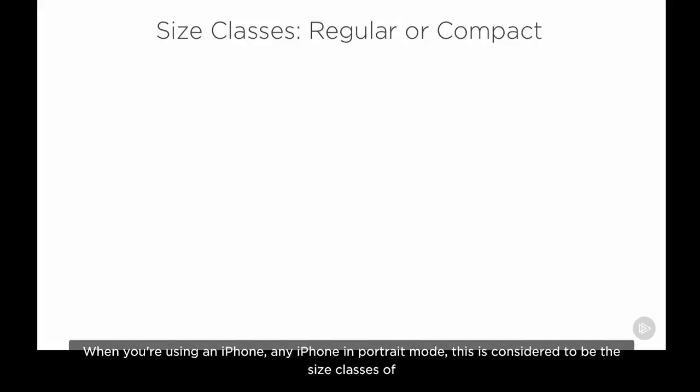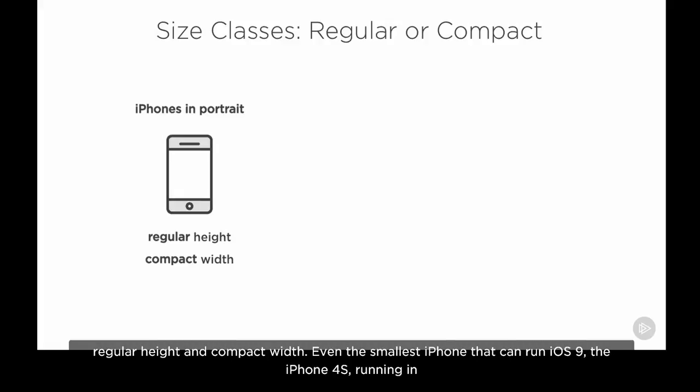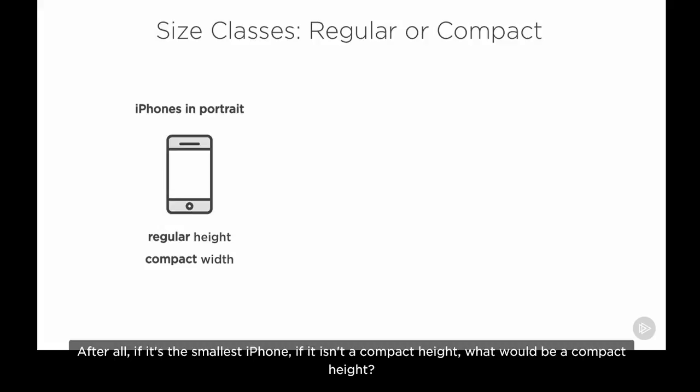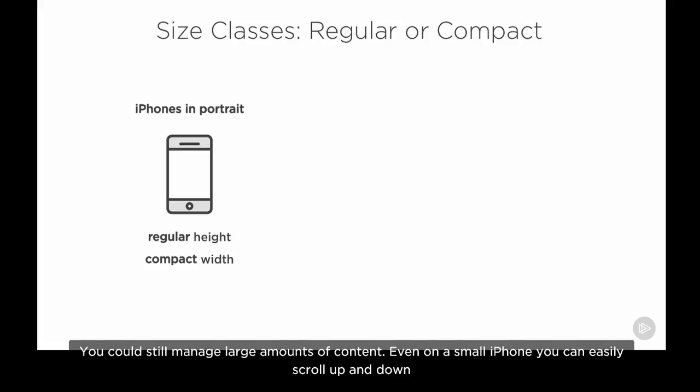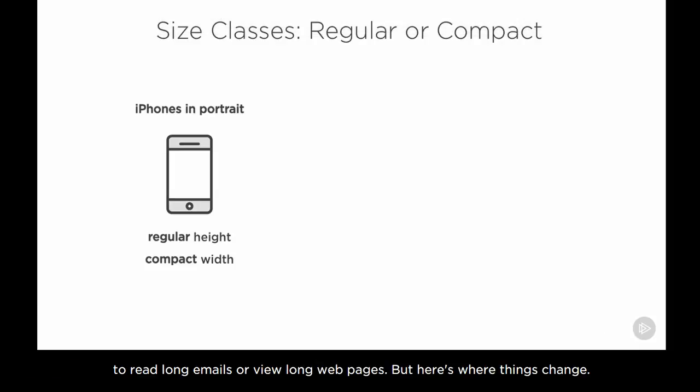When you're using an iPhone, any iPhone in portrait mode, this is considered to be the size classes of regular height and compact width. Even the smallest iPhone that can run iOS 9, the iPhone 4S, running in portrait mode is regular height, compact width. That might sound a little counterintuitive. After all, if it's the smallest iPhone, if it isn't a compact height, what would be a compact height? Well, the reason that the screen is considered regular height in portrait is that it's good and scrollable. You could still manage large amounts of content. Even on a small iPhone, you can easily scroll up and down to read long emails or view long web pages.